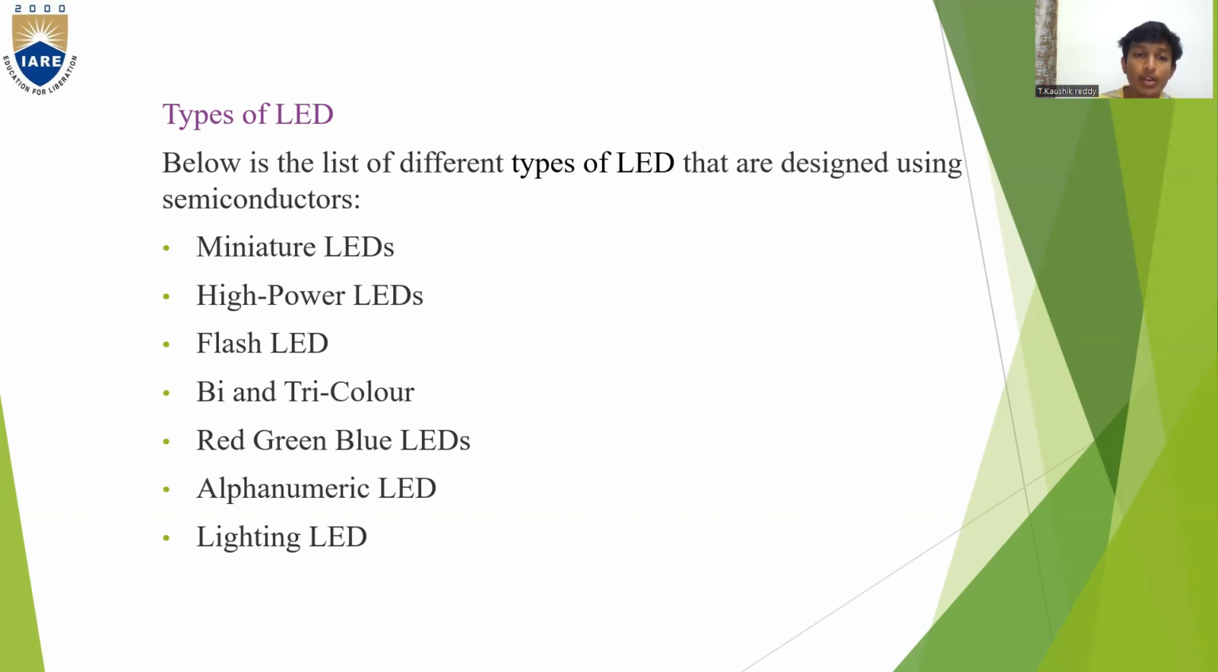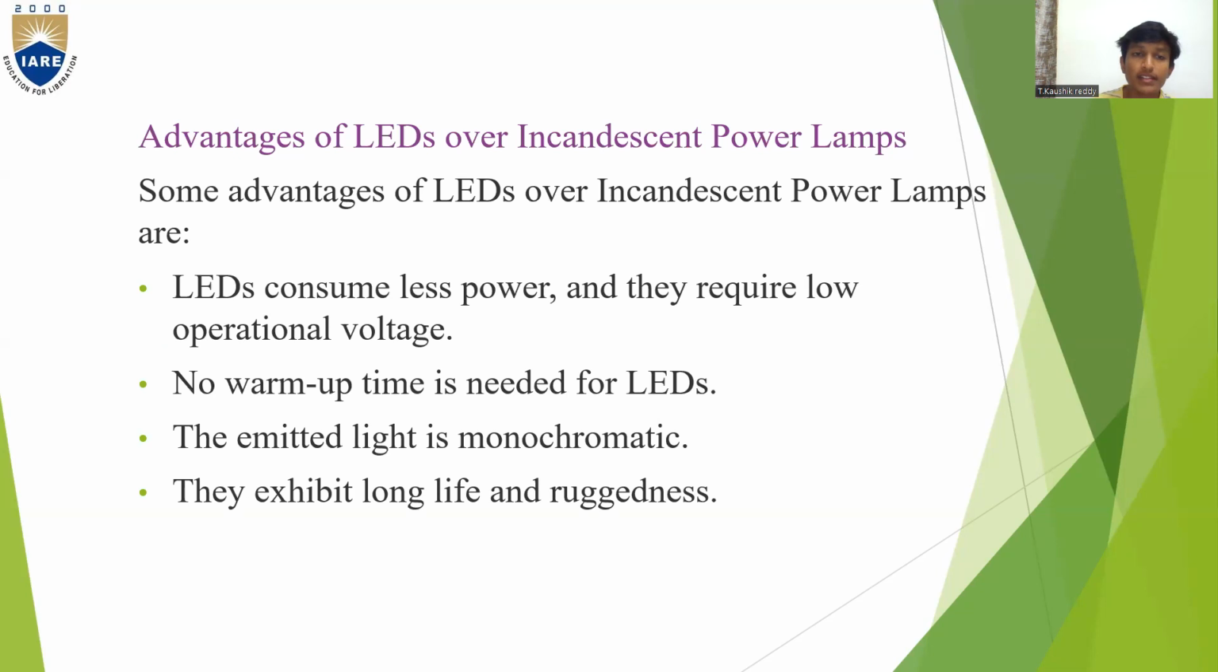The next one is high power LEDs, and the third one is flash LED, and bi and tricolor, red, green, blue LEDs, alpha and numeric LED, and lighting LED. Next, advantages of LED over incandescent power lamps.